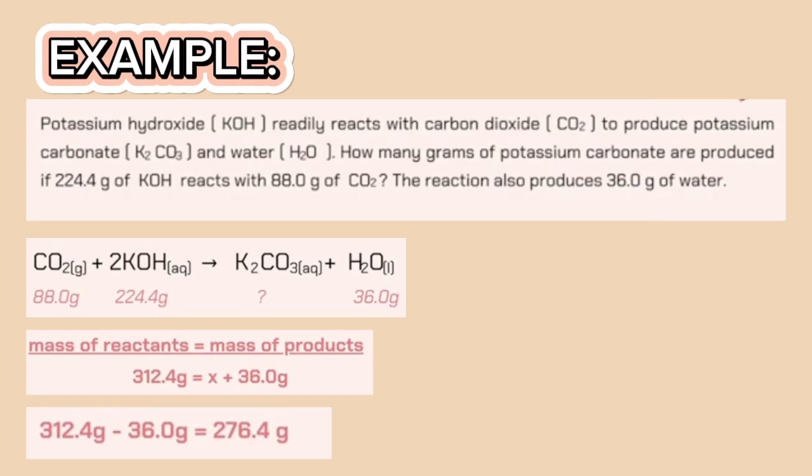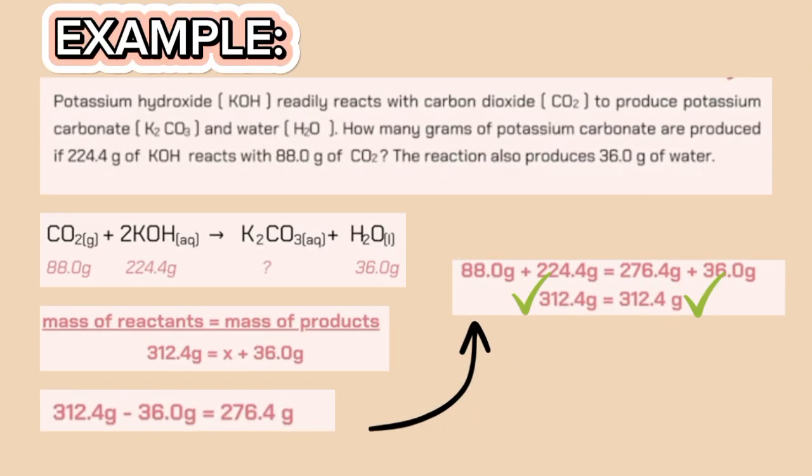Okay, and in order to find X, we subtract 36.0 grams from both sides of the equation and we get 312.4 grams minus 36.0 grams is equal to X, or the mass of potassium carbonate, and if we solve that, we get 276.4 grams.